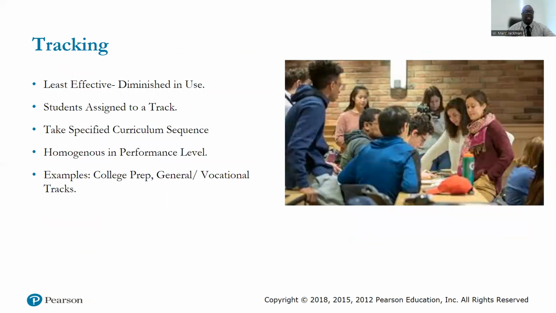Tracking is identified as the least effective and it's being diminished in its use. In tracking, students are assigned a particular track, and they take a particular course sequence. It is supposed to be homogeneous in terms of performance level as well. So we might track or stream students according to their ability to perform. All the bright kids might be in one class, all the average kids in another, and all the challenged or struggling students in another. Or there might be those on a college prep track, general track, or vocational track.